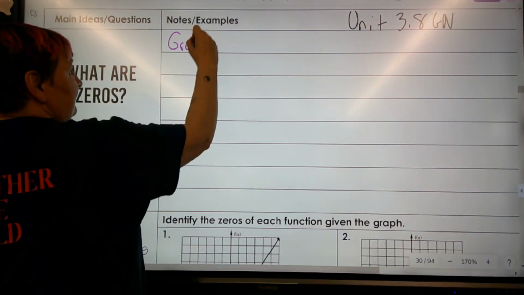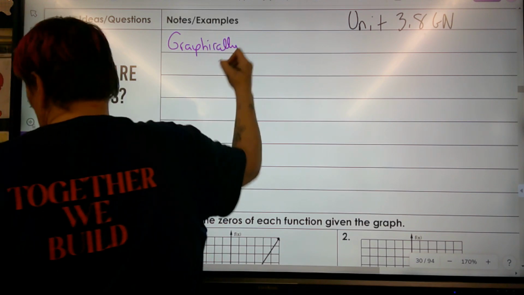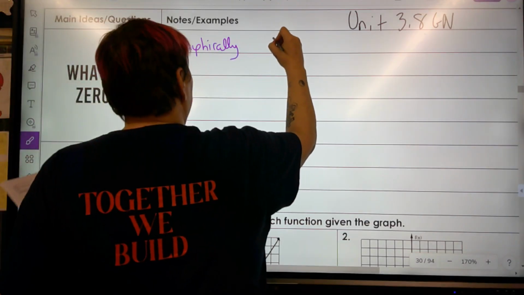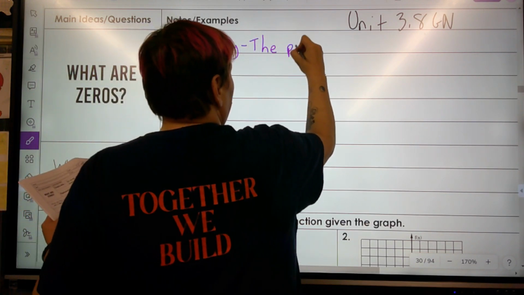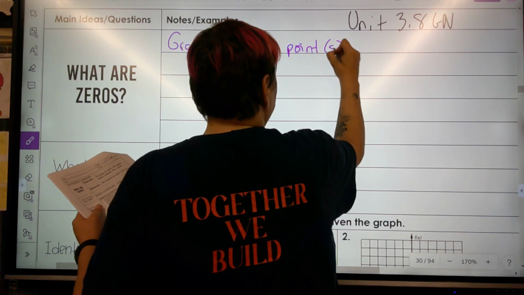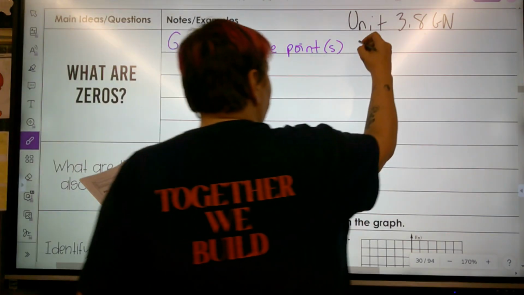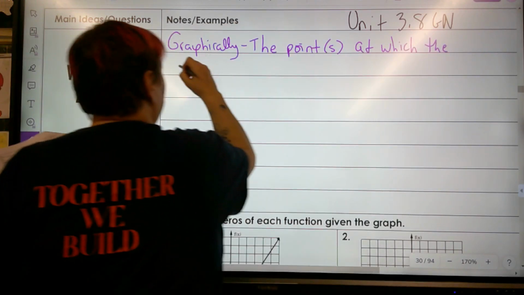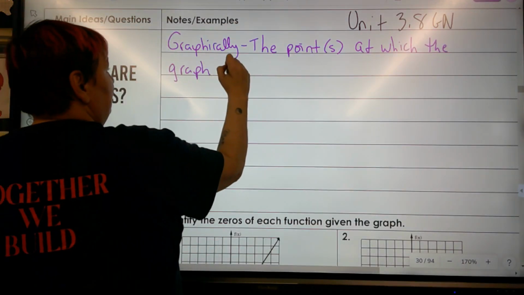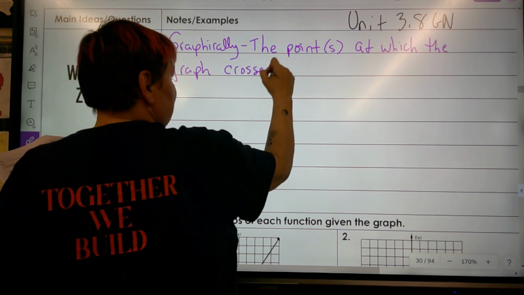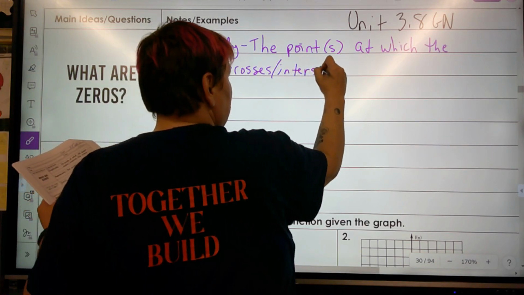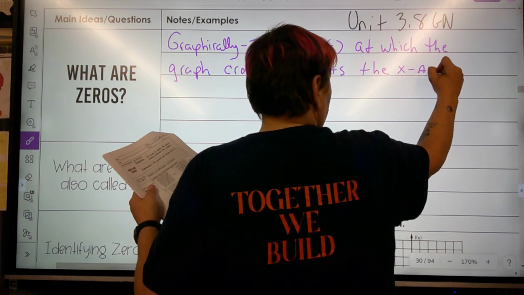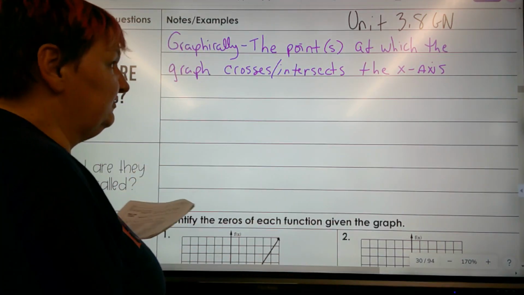Graphically, zeros are the points, plural, at which the graph crosses, or intersects, the x-axis, which is our horizontal line, right?